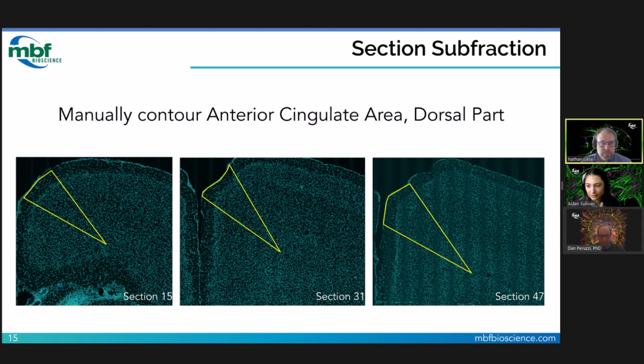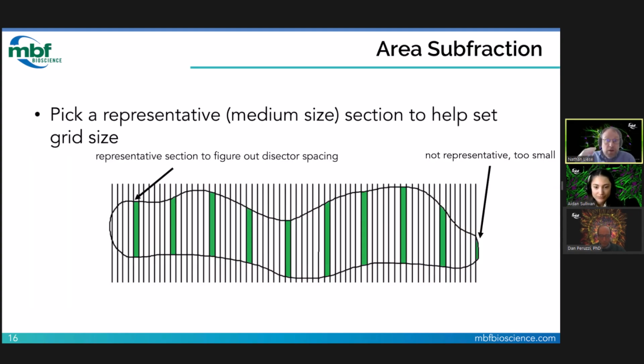All right, perfect. So we've got our first parameter, our section subfraction. Now we're going to move on to the area subfraction, and that's made up of 2 things: our counting frame dimensions and the grid spacing. So let's get into that conversation.